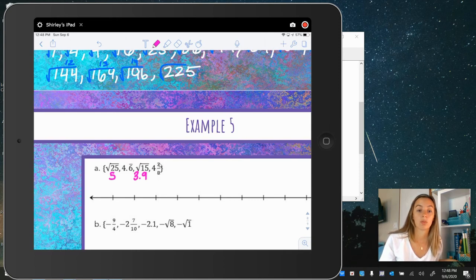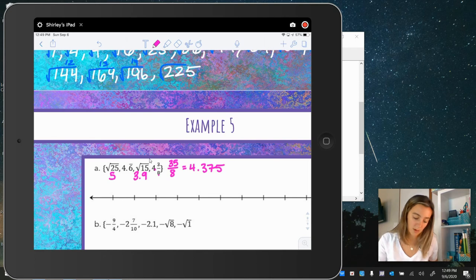If you remember how to go from a mixed number to an improper, 8 times 4 is 32 plus 3 gives me 35/8. If I want to write that as a decimal, 35 divided by 8 gives me 4.375. So now I'm going to go ahead and make my number line.